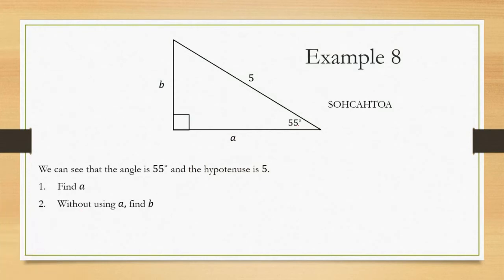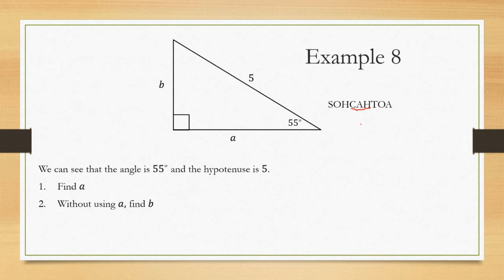our angle is 55 degrees, right? Now, side A, that's the adjacent side, okay? 5 is the hypotenuse. All right, so we have adjacent and hypotenuse. So what trig function do we use? Cosine. We use cosine because, again, we have adjacent and hypotenuse. That's what we have here. So we have to use cosine.